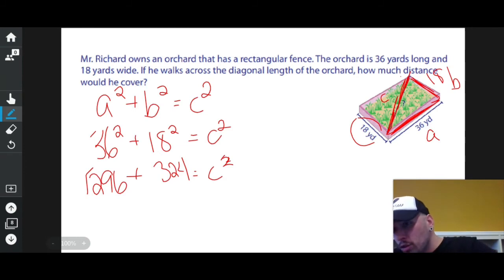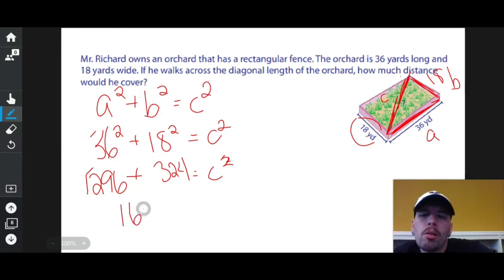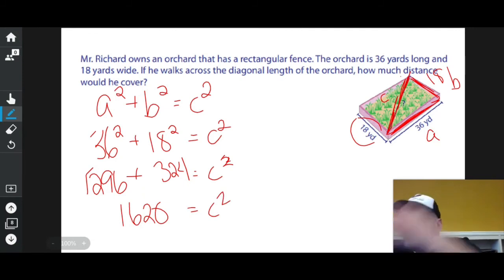What's 1,296 plus 324? That would be 1,620. Is C all by itself? No. What's in the way? Oh, you know what's going to happen. Just square root everything.